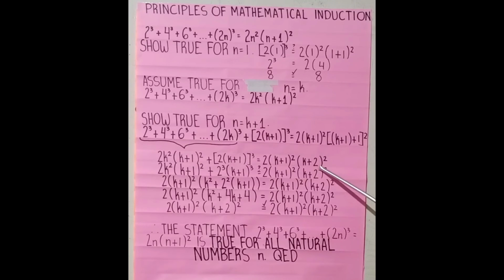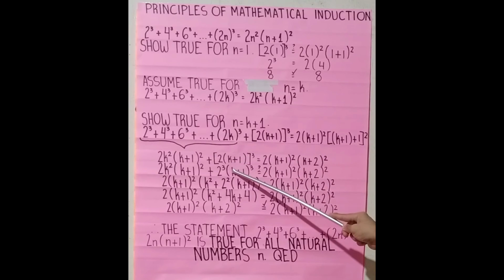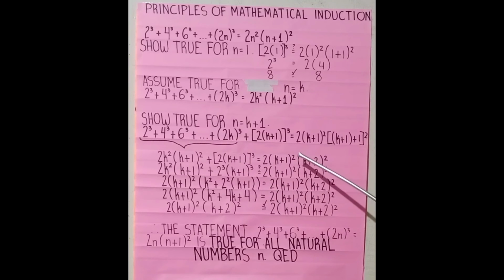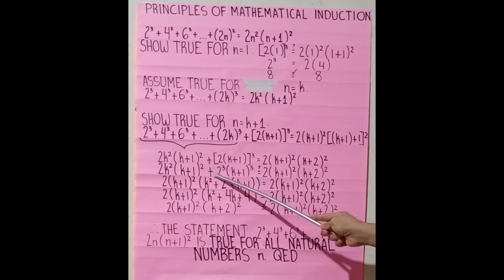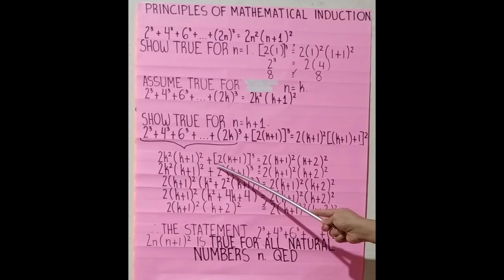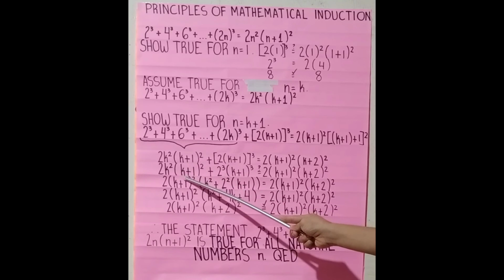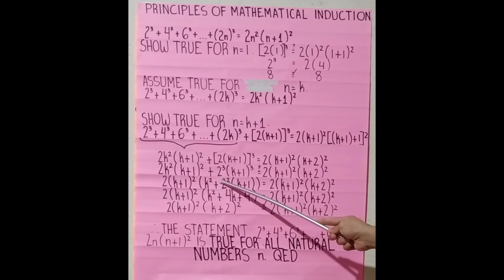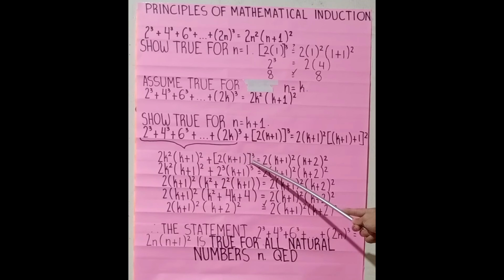Then from here on out, we will just have to manipulate the left side of the equation. The right side of the equation, we will just need to copy. So from here, 2k squared times k plus 1 squared plus 2 times k plus 1 cube became 2k squared times k plus 1 squared plus 2 cube times k plus 1 cube. We just substituted 2 cube for 2. And on the right, we copy 2 times k plus 1 squared times k plus 2 squared.